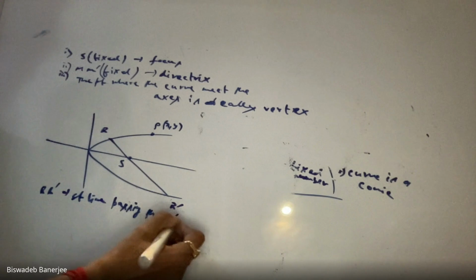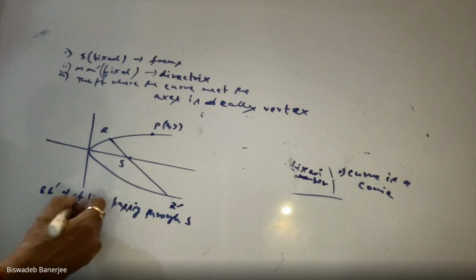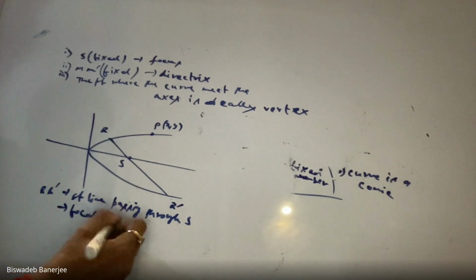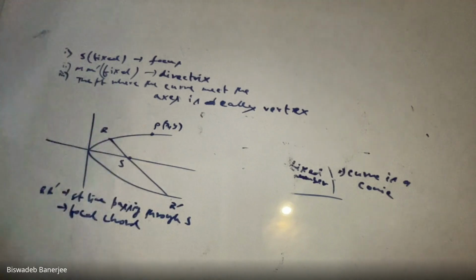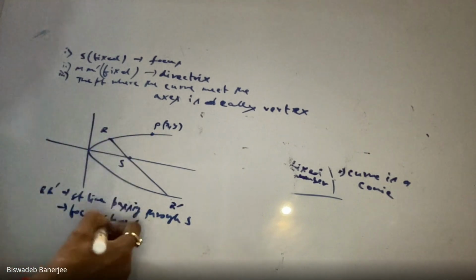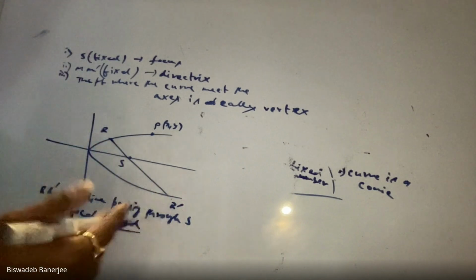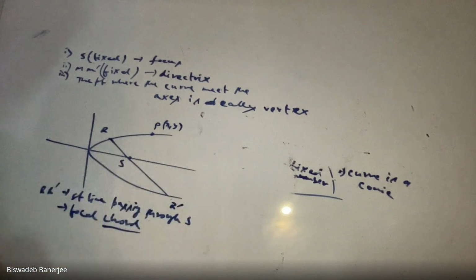Passing through S, the straight line is said to be a focal chord. A focal chord is simply a straight line. Any chord is simply a straight line. Many students have a weak concept of this. What is a chord? A chord is simply a straight line.